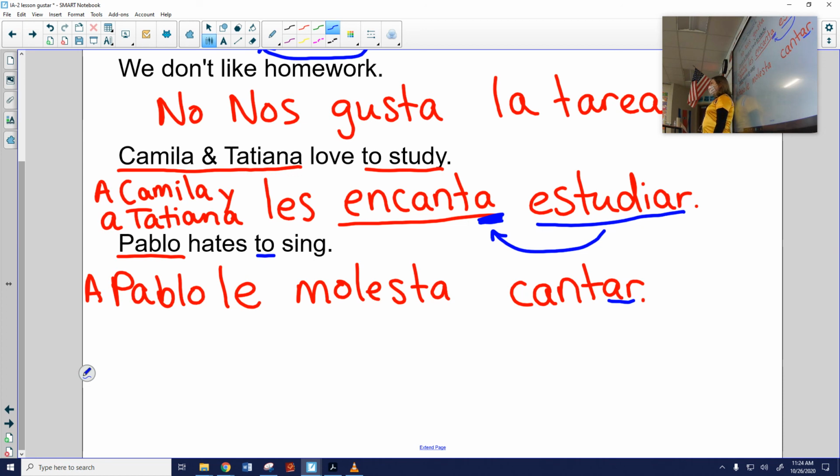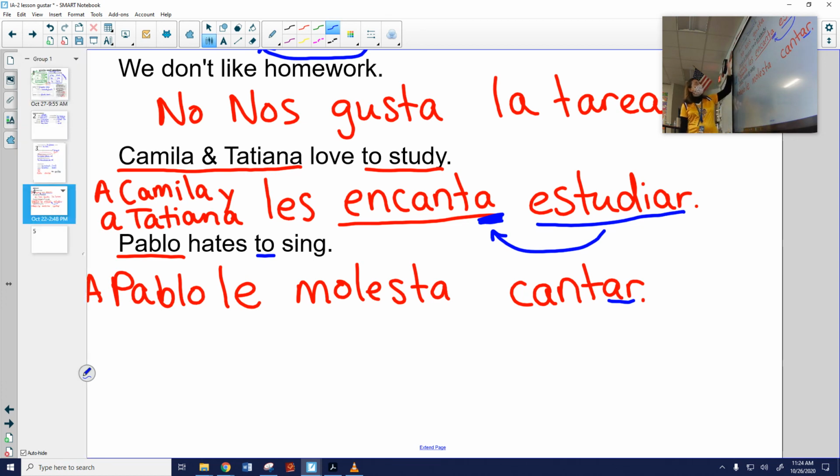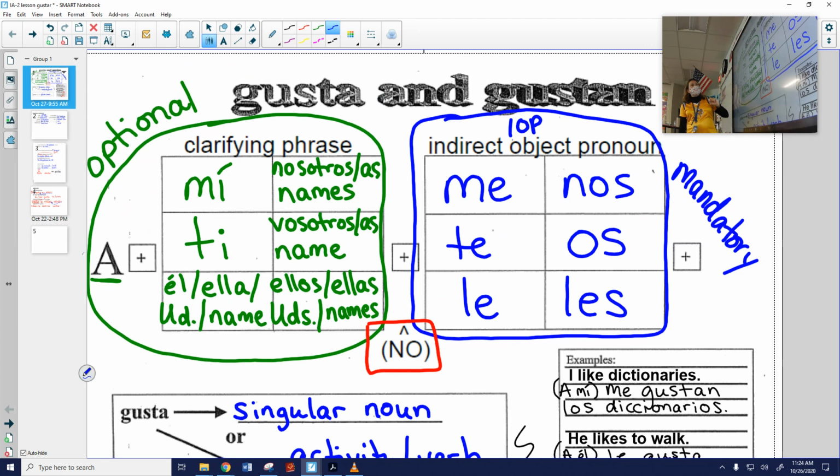I know this can be a lot of information to take in. The verb gustar is kind of complicated. Indirect object pronouns, that's probably a part of speech that you've never really thought about in English, right? We have our subject pronouns like él, ella. Those are the subjects of sentences. Indirect object pronouns are these six words.